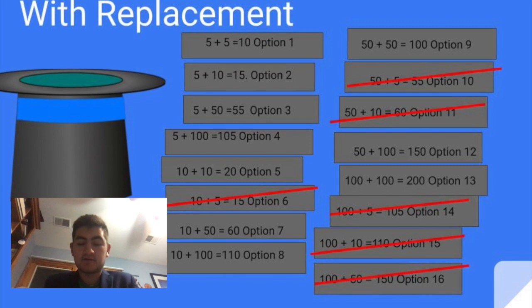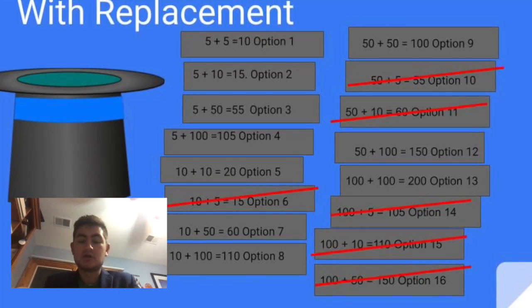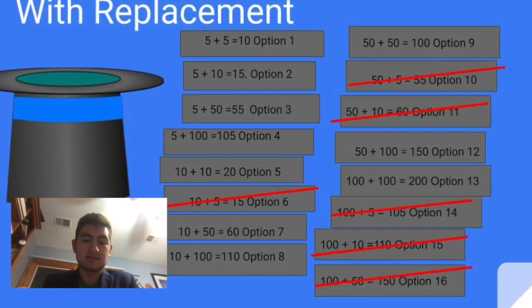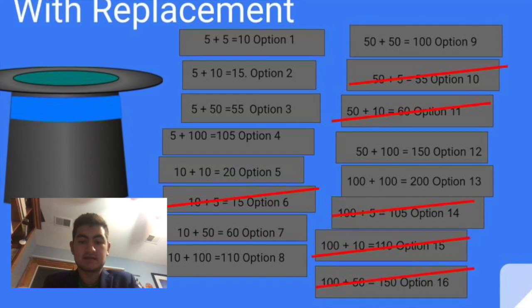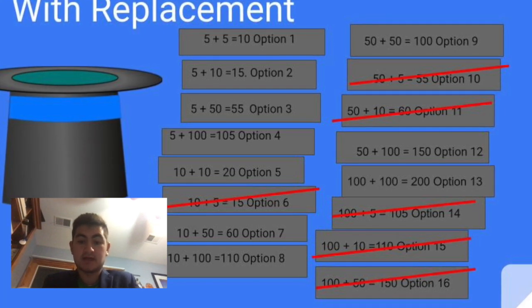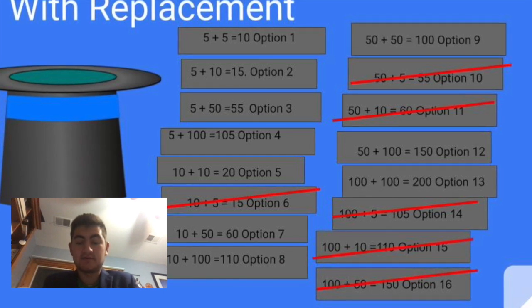But then we get our first overlap at 10 plus 5 equals 15. We already have that at 5 plus 10 equals 15. So 15 is a sum that we've already seen, and we want to see new sums. And then we'll see number 6 at 10 plus 50 equals 60. We'll get a 7 with 10 plus 100 equals 110. We'll then get 8 with 50 plus 50 equals 100.